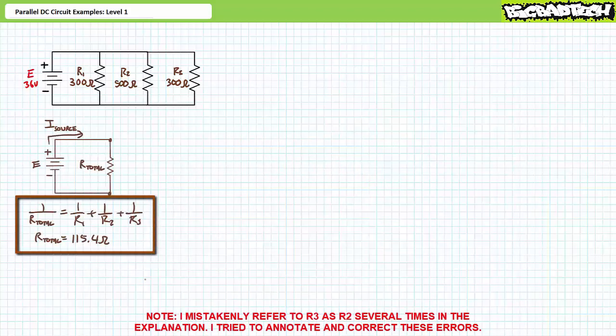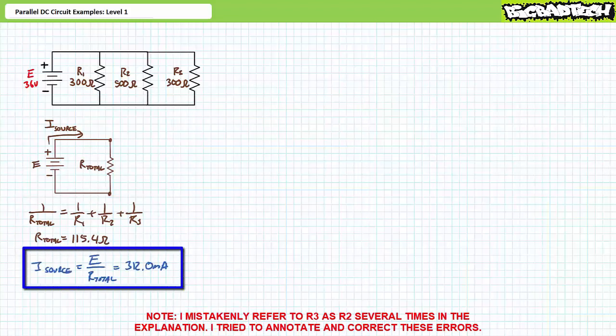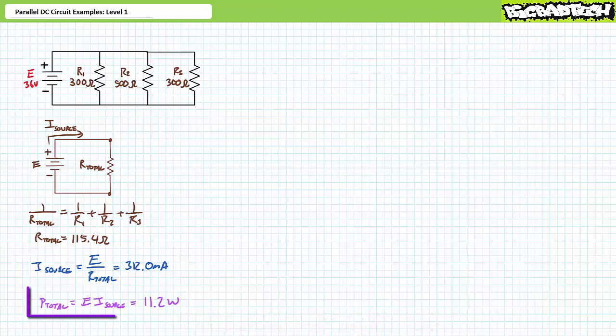The parallel combination of these three resistors represents a total resistance of roughly 115.4 ohms. Source current is equal to supply voltage divided by total resistance. Substituting our given values yields 312 milliamperes. Total power equals supply voltage times source current. Substituting our given values yields 11.2 watts. We now know source current coming into a parallel configuration of three elements. Ordinarily, we could use the current divider rule. However, the current divider rule is a special case scenario for only two parallel elements.